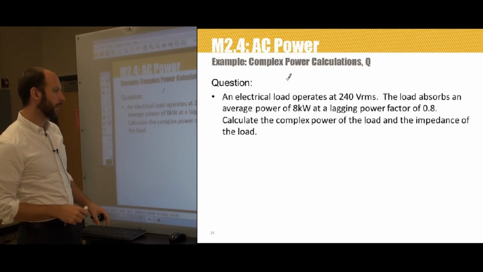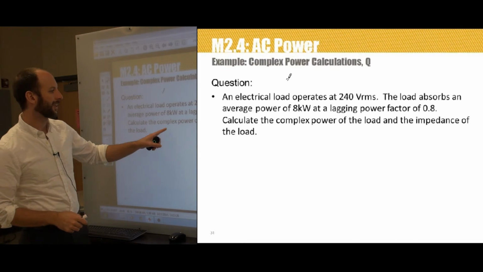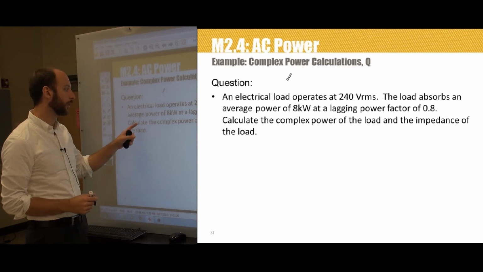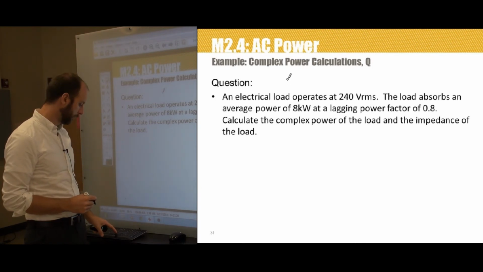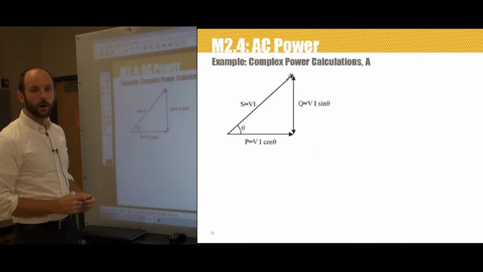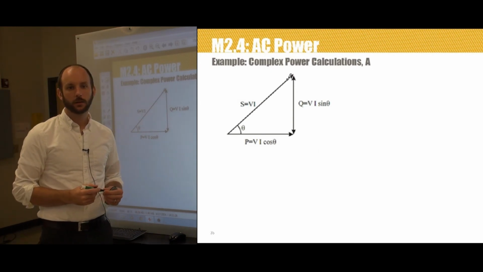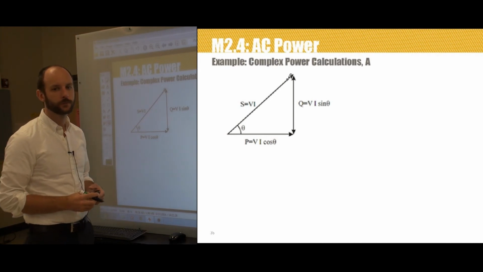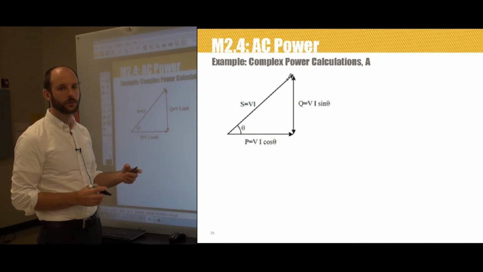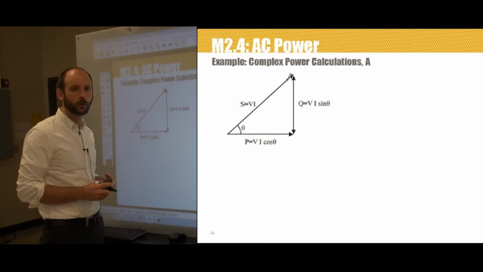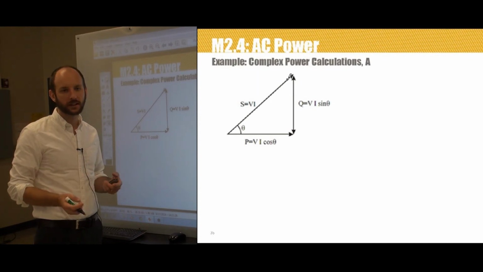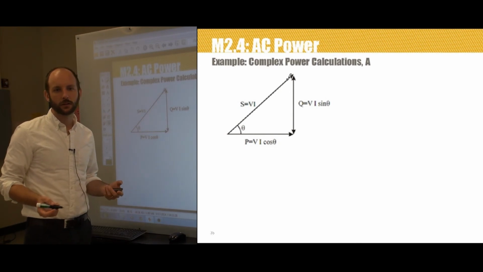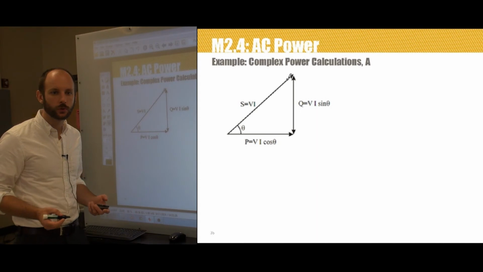So you'll notice we wanted to calculate the impedance of the load too. That was the next step. So how do we calculate the impedance of the load now that we know the complex power of the load? To do that, we're going to calculate the load current. We can use either the average real power formula or the average reactive power formula to calculate current. It doesn't matter which one. I'm going to just choose the average power.